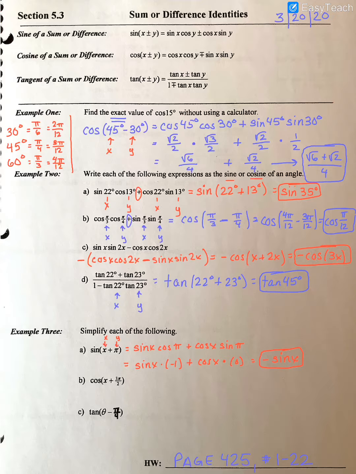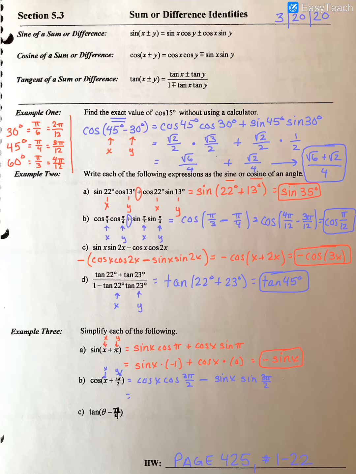Okay, 2 more. We're almost there. Cosine of x plus 3 pi over 2. Again, know what your x is and know what your y is and know that identity. So the cosine identity starts cosine x, cosine y. So mine's going to be cosine of x times cosine of 3 pi over 2. Cosine identity says to change the sign. So since they gave me plus, I'm using minus. And now it's sine x, sine y. So sine of x times sine of 3 pi over 2.